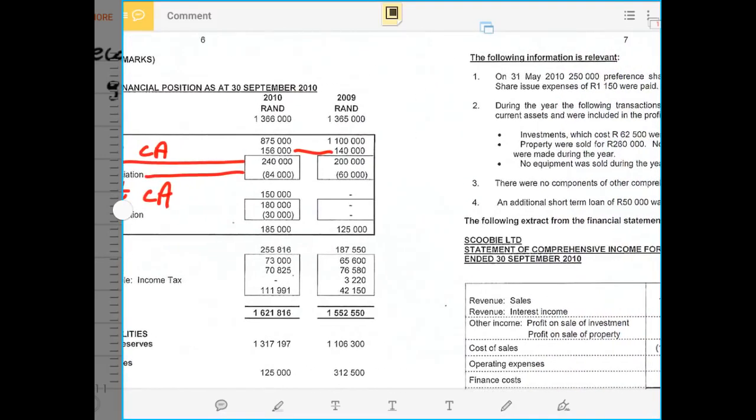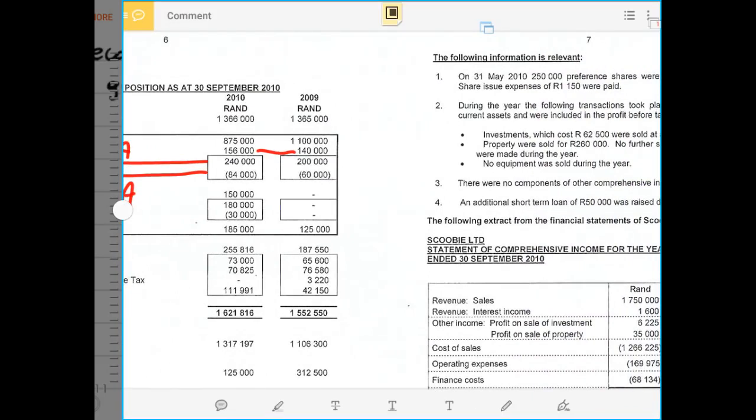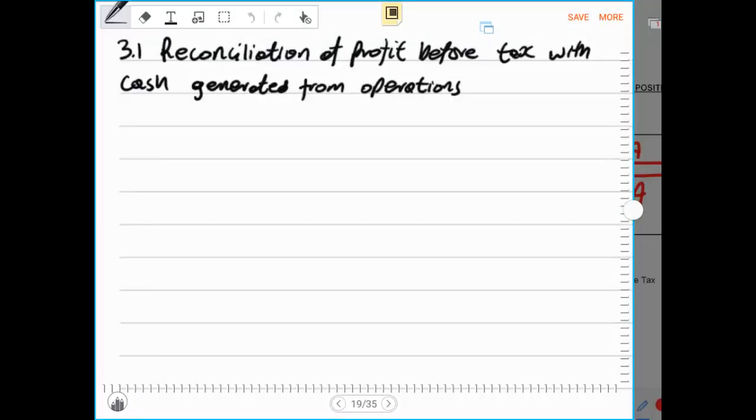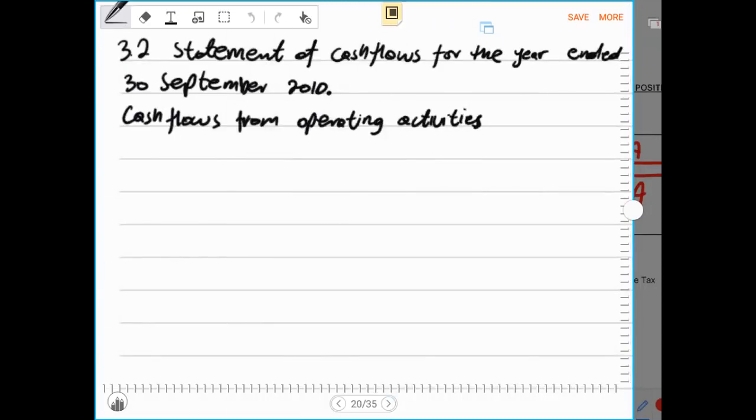Now, before I go through what is required, or before I do the additional information, in fact, I prefer to go to the requirements. Before we go to the additional information, let us see what we are required to do. Our requirements are 3.1 and 3.2, where we are required to do the reconciliation note. Then we are also required to do the statement of cash flow for the year ended 30 September 2010. So these are the two requirements that we'll be answering.